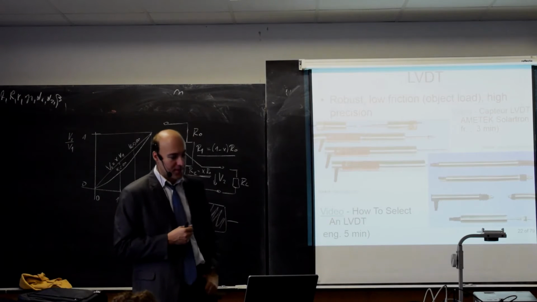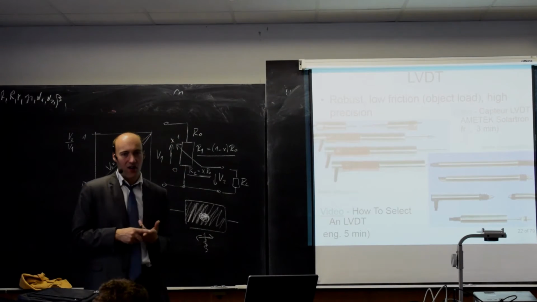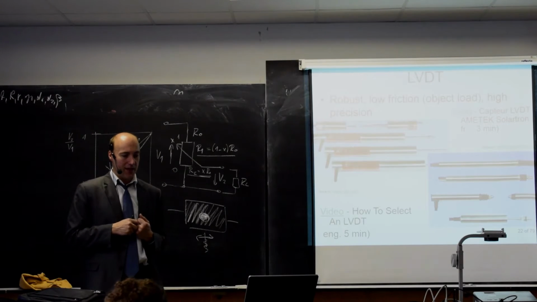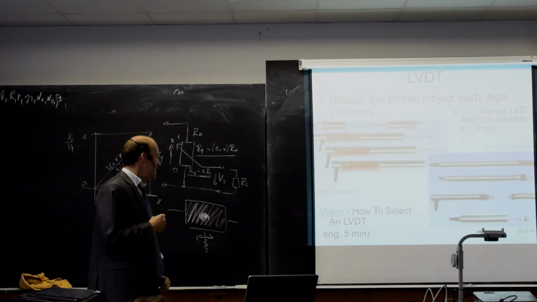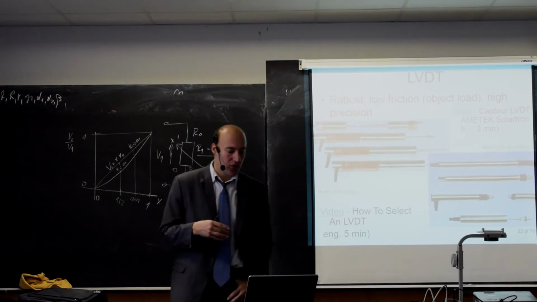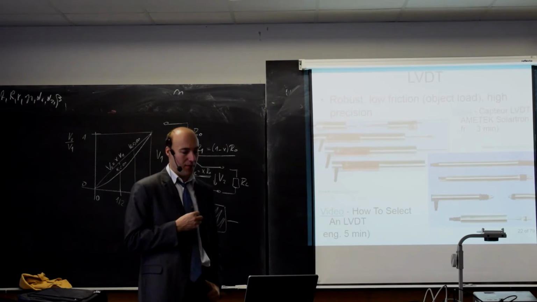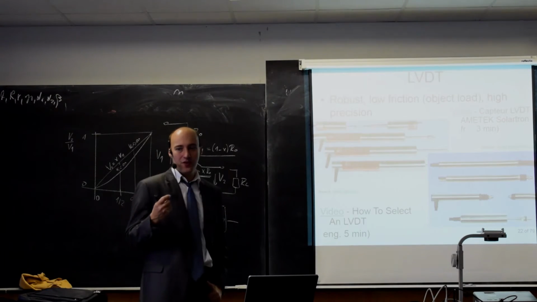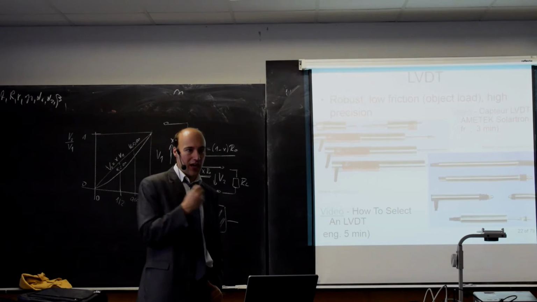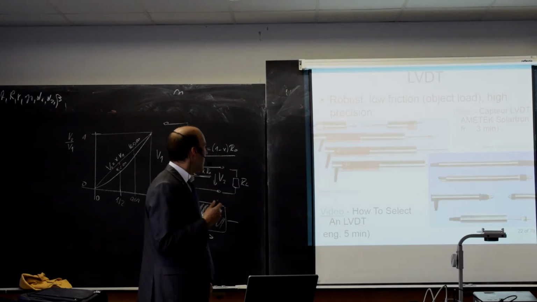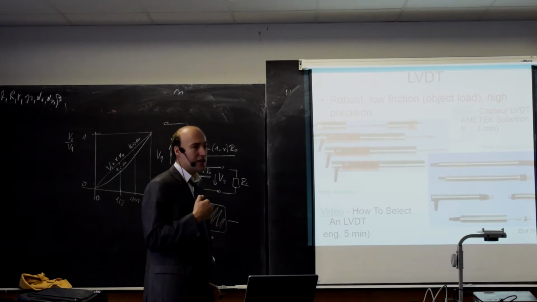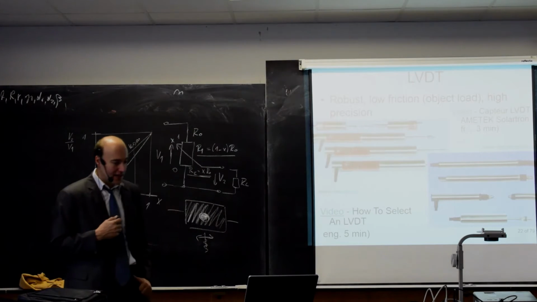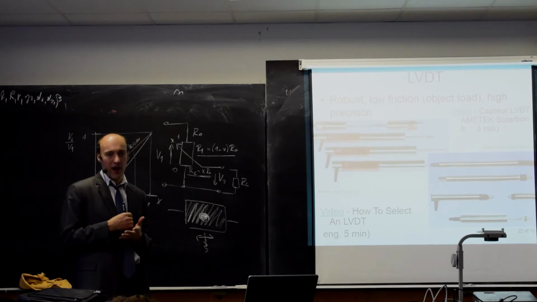What can we expect? LVDTs are very robust sensors. The only movable part is the iron core. So LVDTs can work in applications where you have vibrations, for example. The friction is a function only of the mechanical properties of the slider of the core itself. So the friction can be very low. It means also the force acting on the object can be very low. And LVDTs achieve high precision, high resolution.